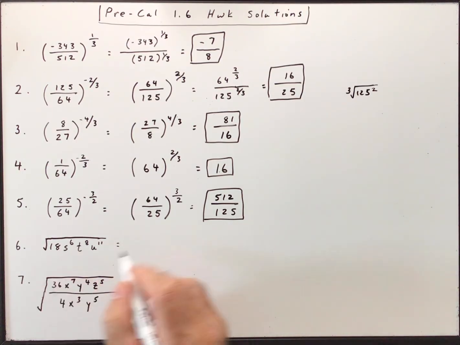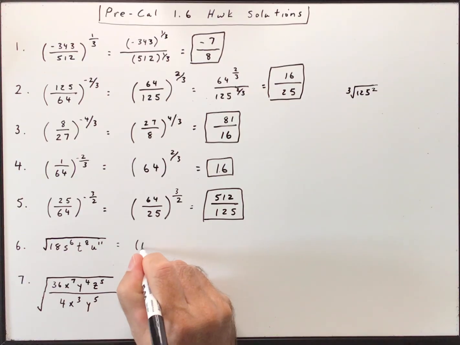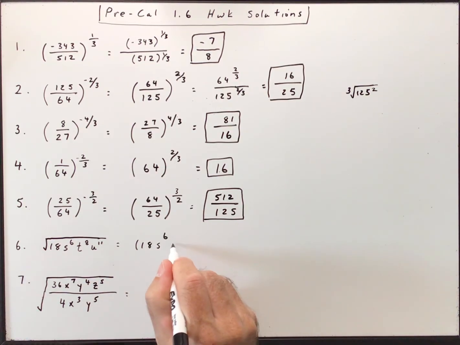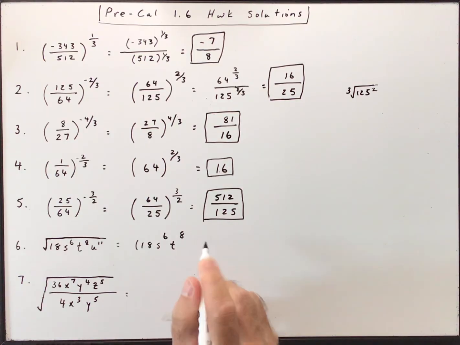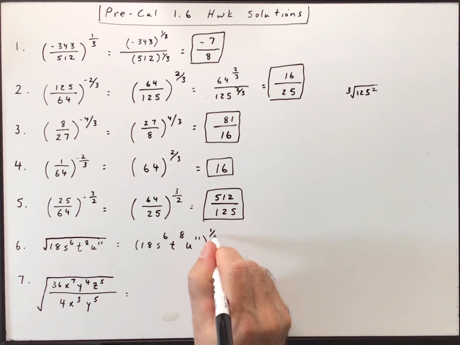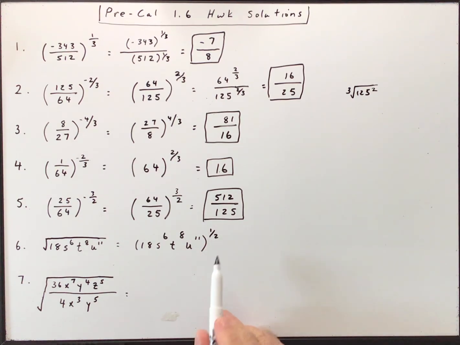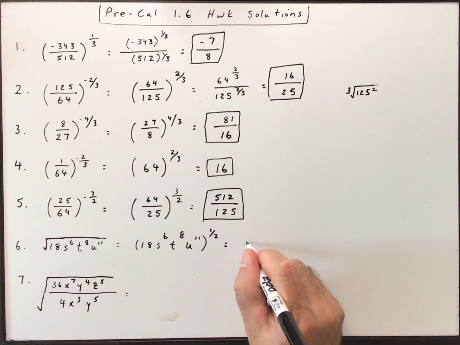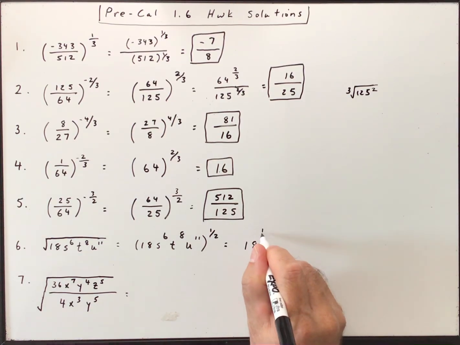Okay, so number 6, I'm going to rewrite this all to the 1/2 power: 18 s to the 6th, t to the 8th, u to the 11th, all raised to the 1/2 power. And then we take each individual component and raise it to the 1/2 power. So 18 to the 1/2, well, that's not a whole number, so I'm just going to write it as 18 to the 1/2.